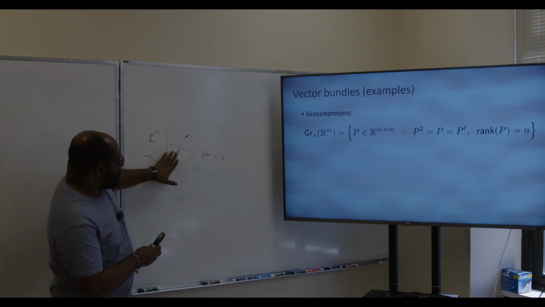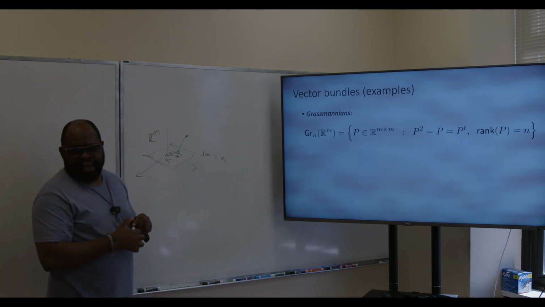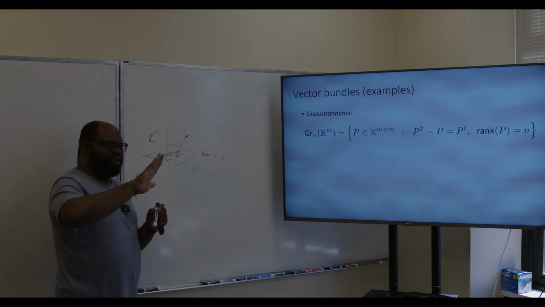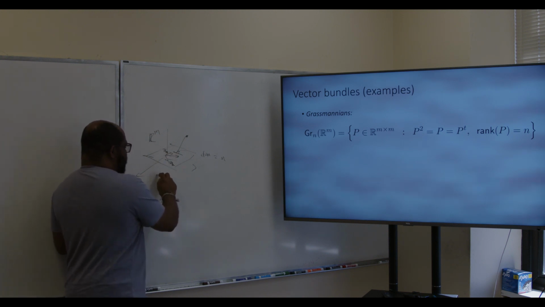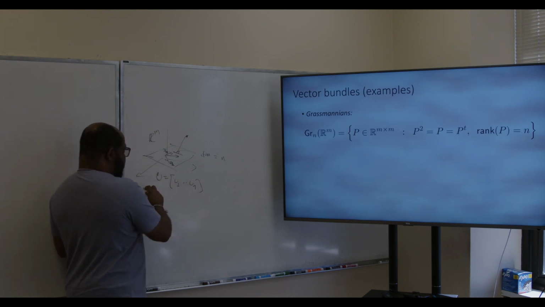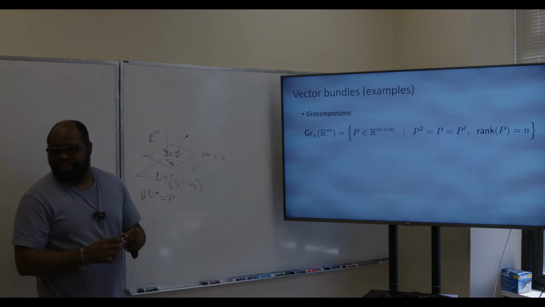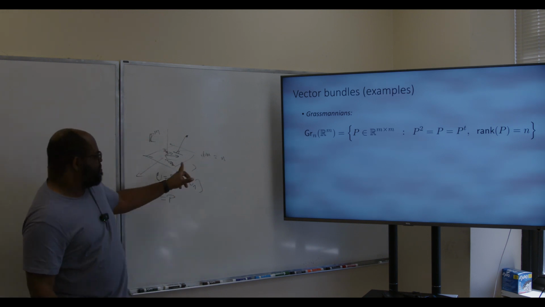And if I give you the space, and you give me any orthonormal basis, that gives you P. How do you do it? If these are u1 through un, and the matrix U is u1 through un, then you take U times U transpose, and that's P. So whatever description you like better.